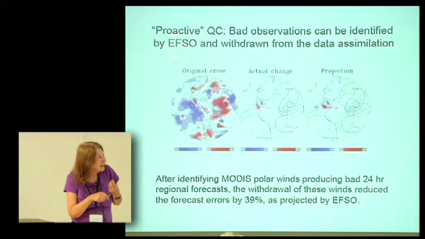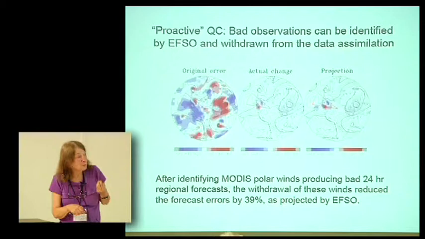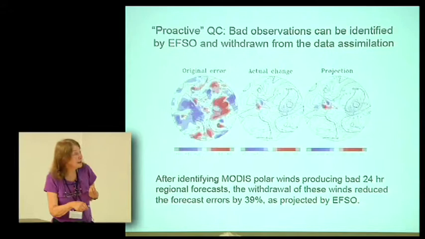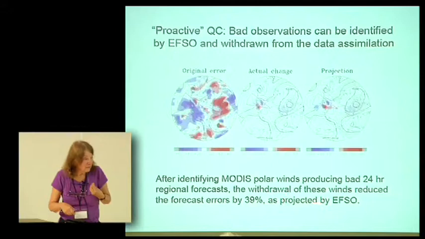So we projected, with this ensemble forecast sensitivity to observations, that if you take away that particular set of observations, the forecast error will change by this. And when we actually took it out, it changed by this. So it's a very similar thing, and that clearly improved the forecast because it's opposite to this. The withdrawal of these winds reduced the forecast errors by 39% as projected.